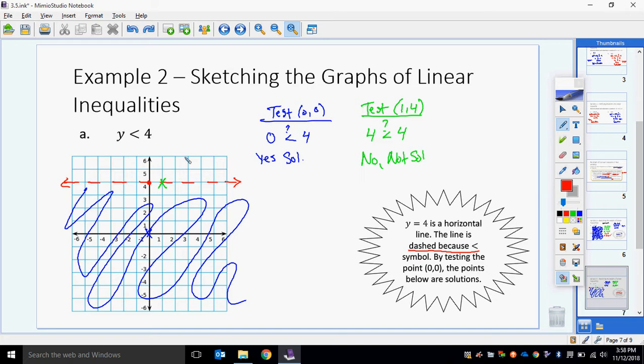If you wanted to get fancy, you could test a point above the line to see if you did it correctly. Remember, you only have to really test one. If you test one and do it correctly, you get the right answer. I'm testing a second one just to show you why it's working. So that's the point 0, 5. I plug in 5 for y. Is 5 less than 4? Again, no. It's not a solution. I don't want to include that as part of my solution. I don't want to shade up top, but I do want to shade below.